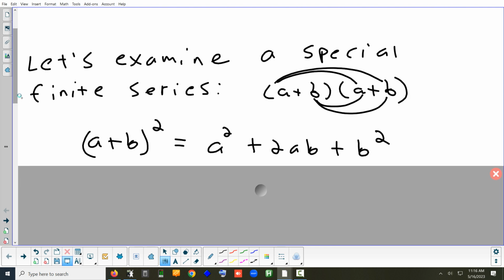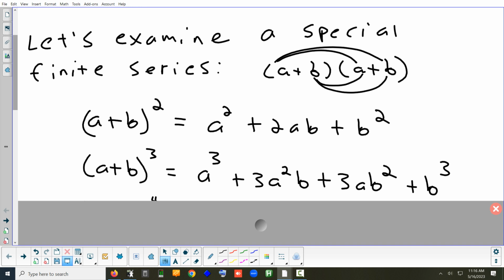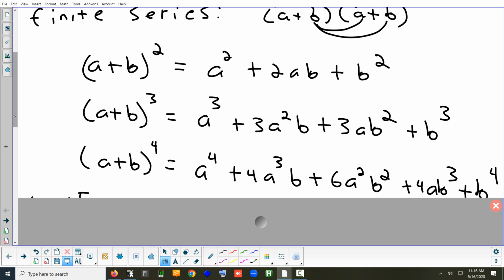Now, I've already done out the cubed, fourth power and I think fifth power. Already did them all out. So that's what you get if you cube it. That would be like multiplying what you had up here by another a plus b. That's what you get if you do it to the fourth power. And then we'll also look at the fifth power.